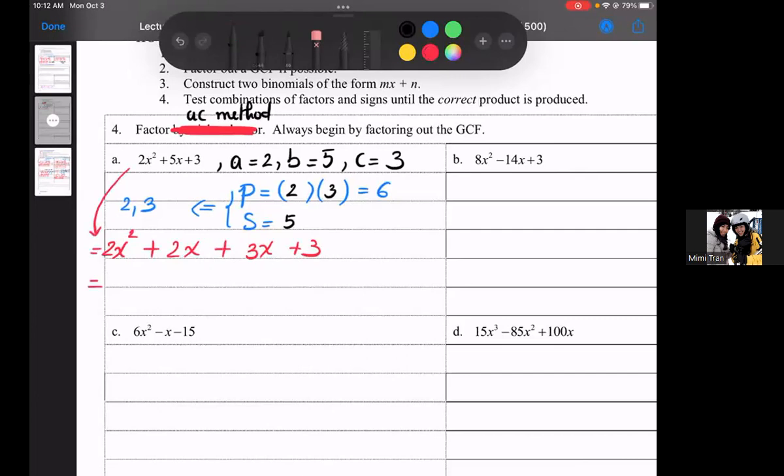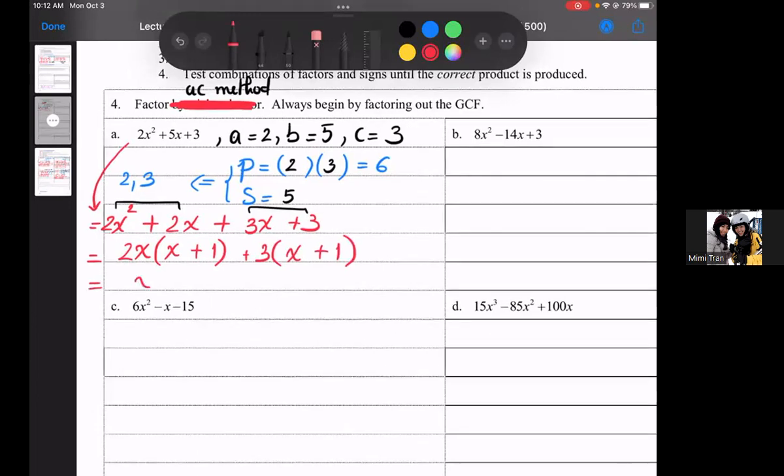Group factoring, because you have 4 terms now. The first group, I'll factor out the 2x. The procedure is very repetitive. So x plus 1. The second group, factor out the 3. So plus 3, x plus 1. x plus 1, x plus 1 twice. x plus 1 times 2x plus 3.